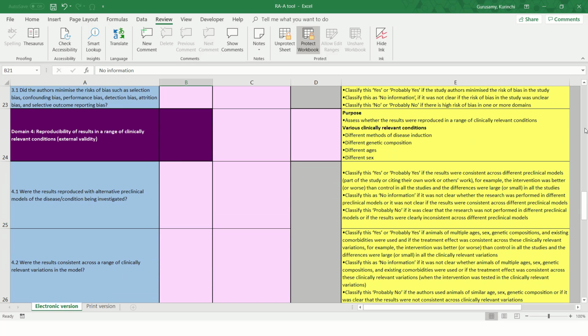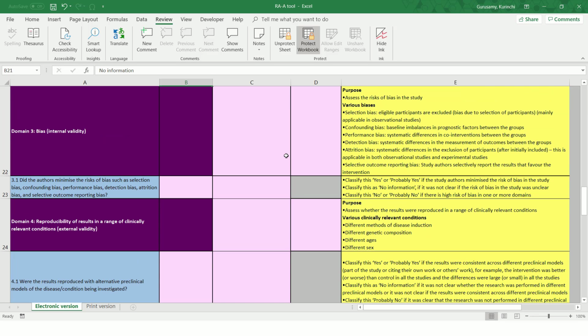So next is, did the authors minimize the risks of bias such as selection bias, confounding bias, etc.? Now here, the authors selected some animals for sham and some animals for treatment. Some animals underwent cecal ligation and puncture. Others did not. They didn't actually tell how the selection was made. So we don't know about selection bias.